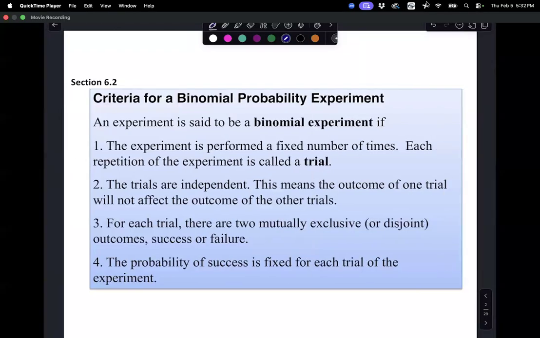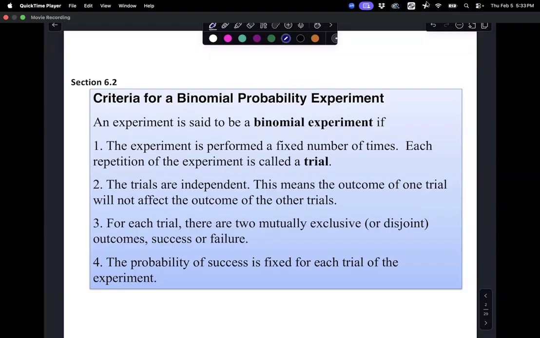Okay, so these are the things that are required for a binomial experiment. We must have a fixed number of trials. Every time we repeat the experiment, it would be a trial. So, for example, on Tuesday we were talking about shooting free throws. Every time that you step up to shoot free throws, it would be a new trial. If I'm drawing cards from a deck of cards, every new card that I draw would be a new trial.